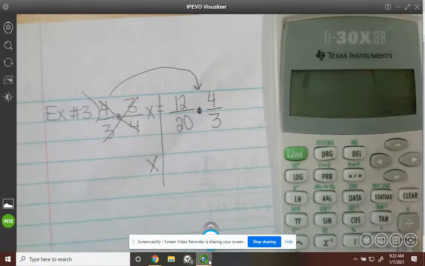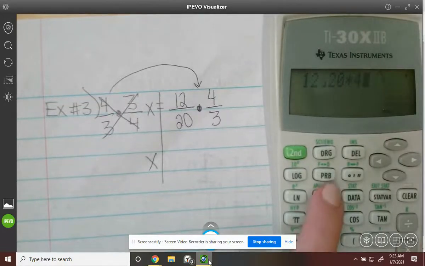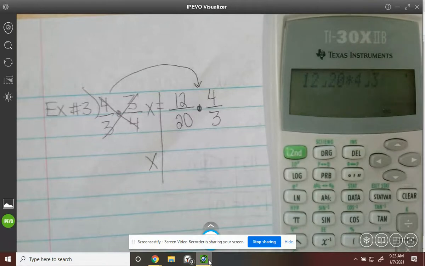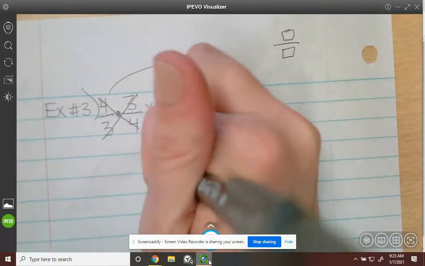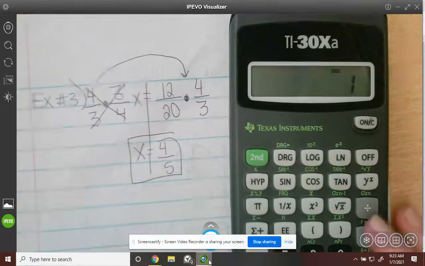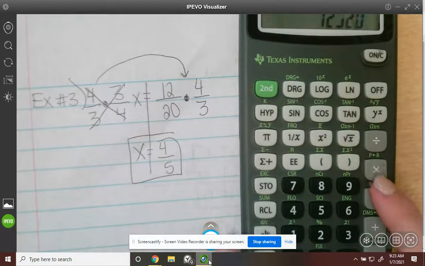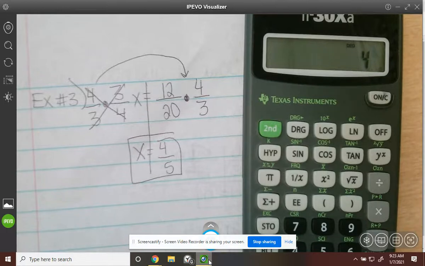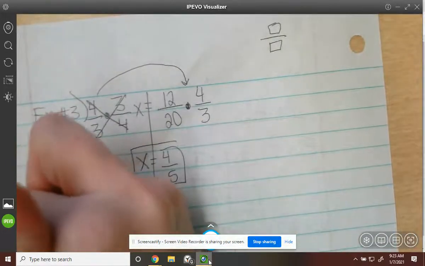Okay, so I'm going to do 12, and then you hit ABC 20, and that is 12/20ths, times 4 ABC 3, 4/3. And I get 4/5 as my answer. Okay, I'm going to do it on this other calculator just so you can see what it looks like. 12 over 20, I just did the ABC button, times 4 ABC 3, and I get 4/5. Okay. Let's do one more, and then I'll let you loose.